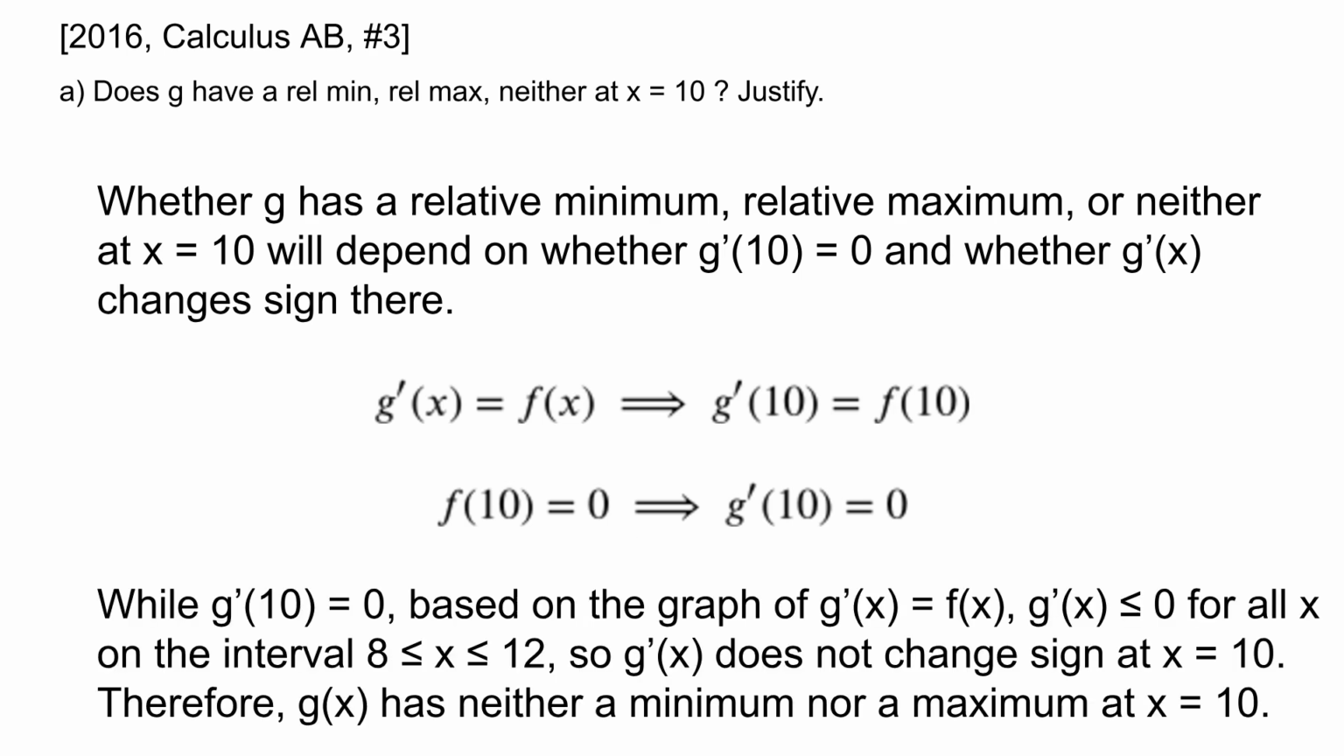So while g prime of 10 is equal to 0, based on the graph of g prime of x equals f of x, g prime of x is less than or equal to 0 for all x on the interval from 8 to 12. So g prime of x does not change sign at x equals 10, so we conclude that g of x has neither a minimum nor a maximum at x equals 10.